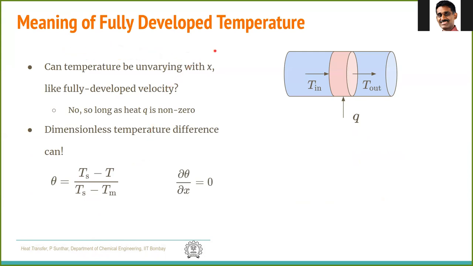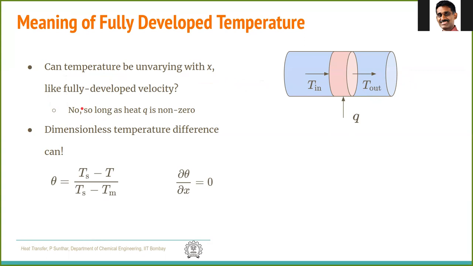Now, what is the meaning of a fully developed temperature profile? Unlike in the case of velocity, where after the velocity becomes fully developed there is no change in the velocity as you go along x, can we define the same thing for temperature? Can we say that after a given x the temperature will not be varying with x? No, that is not correct.